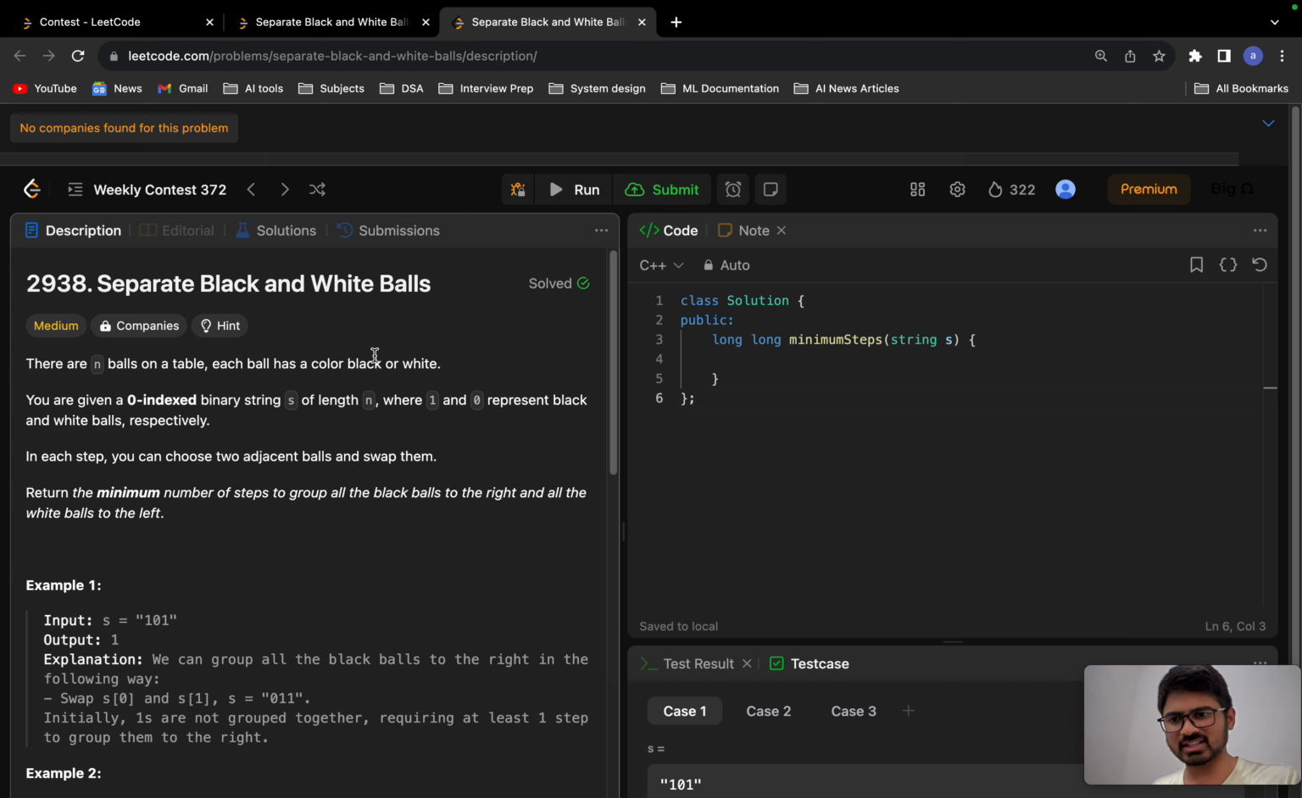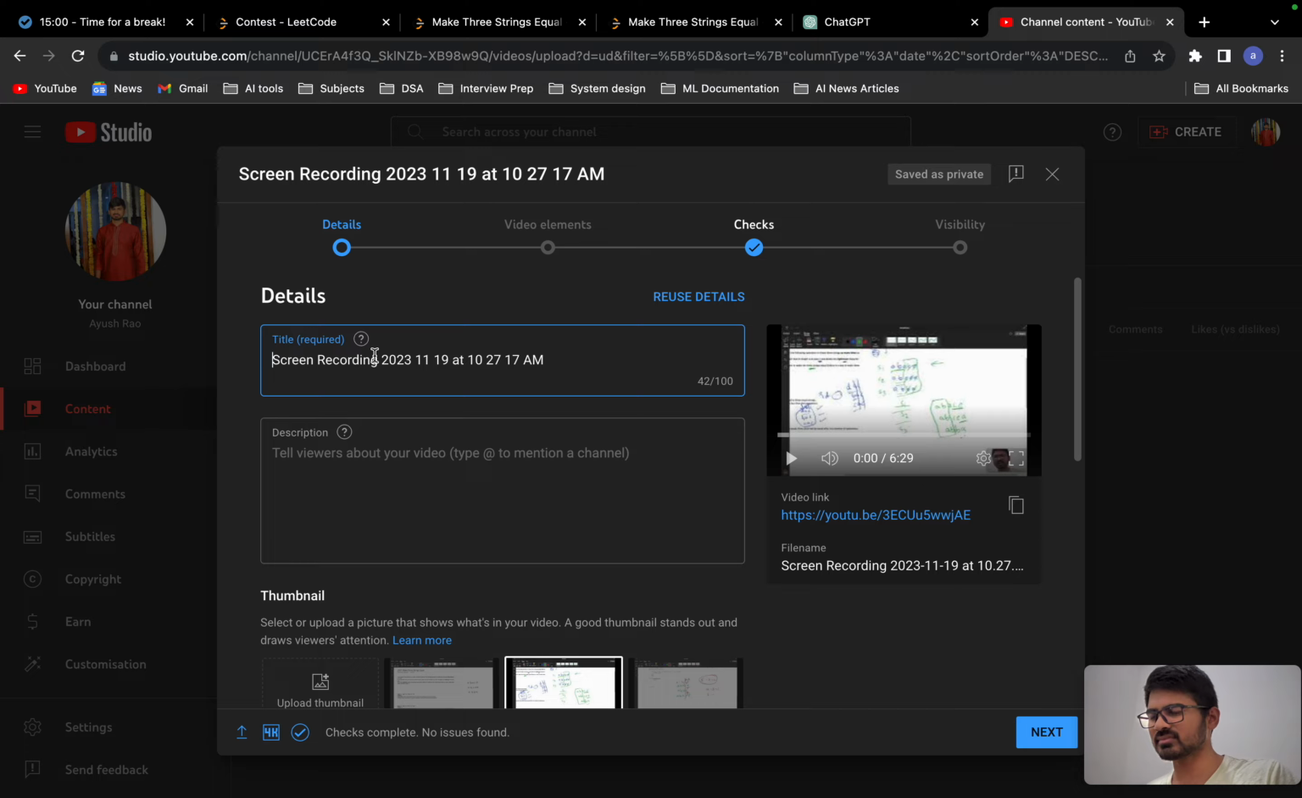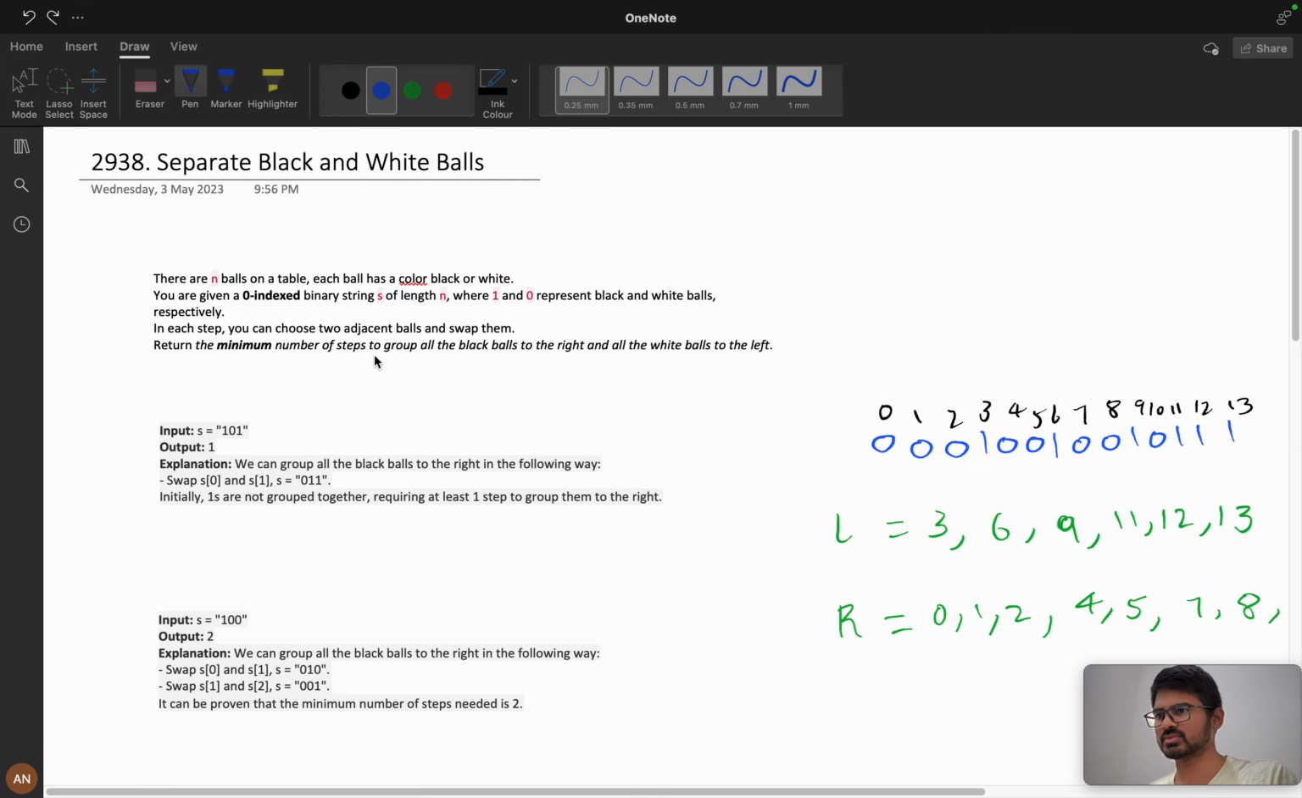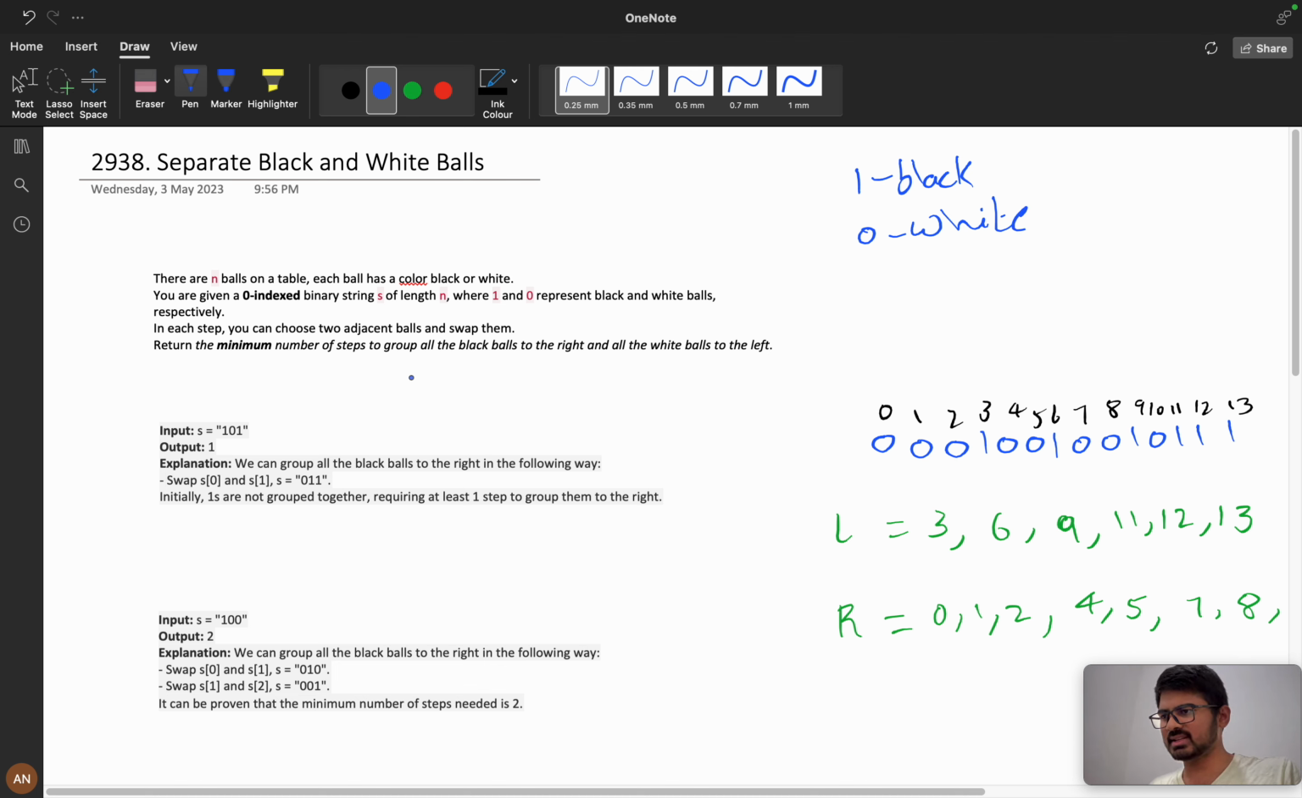So let's understand the problem statement first. There are n balls on a table. Each ball has a color, black or white. And you are given a 0 indexed binary string S of length n, where 1 and 0 represent black and white balls. 1 represents black and 0 represents white. In each step, you can choose two adjacent balls and swap them.